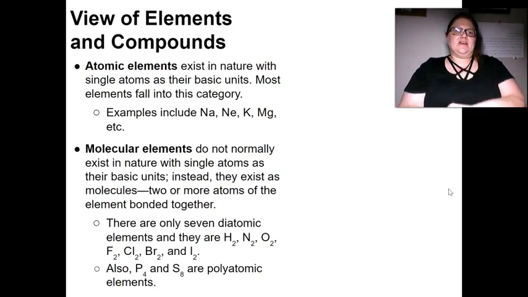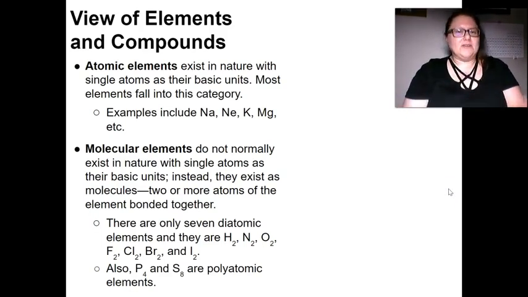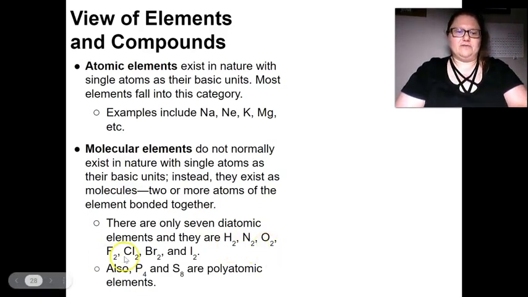Okay, so here we have the atomic elements, again, single atoms. It's a very short list here that they show for examples, but the majority of the elements on the periodic table exist as just atoms. The molecular elements, here you go. There's only 7. Okay, 7 diatomic elements. They're hydrogen, nitrogen, oxygen, fluorine, chlorine, bromine, and iodine.